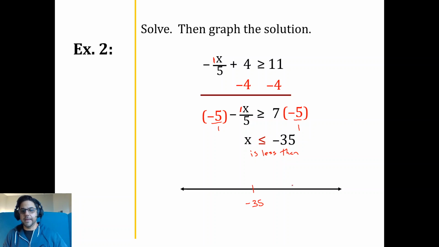The negatives, again, I'm counting backwards, so negative 34, negative 35, negative 36. We have a closed dot, make it bigger than normal. And again, shading to the left. Again, it doesn't have to be perfect, just shaded. Looks like an arrow going to the left. But again, I multiplied by a negative, so that's the key there.